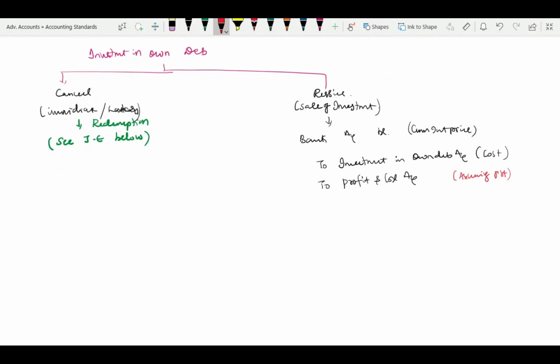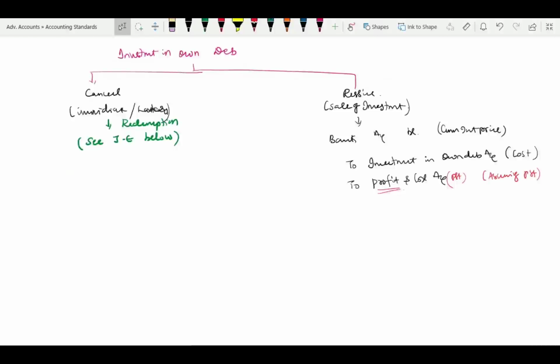There is nothing additional in the entry here, it is just a purchase and a sale. On account of the sale only, you are supposed to calculate the profit or loss on reissue. That's all for resale of investment or debentures. There is not much confusion. Till it is held in my hand, I will treat it as an investment in own debentures.